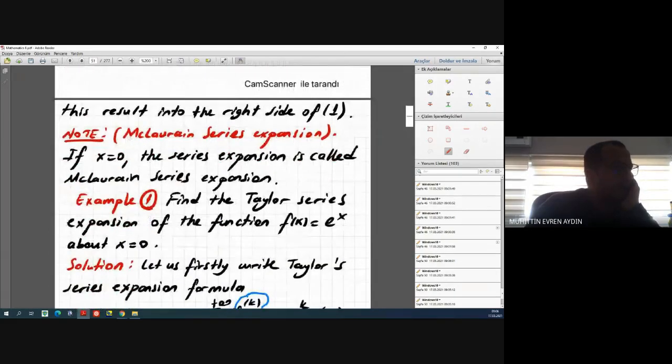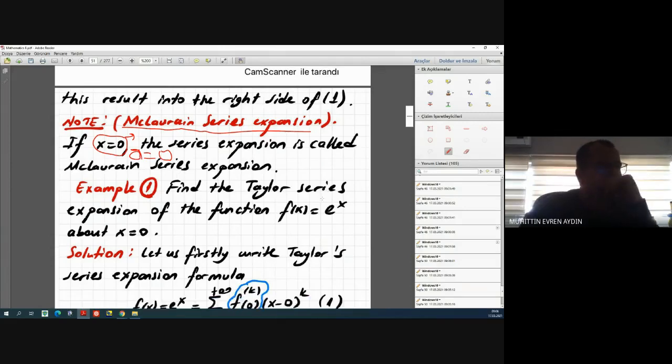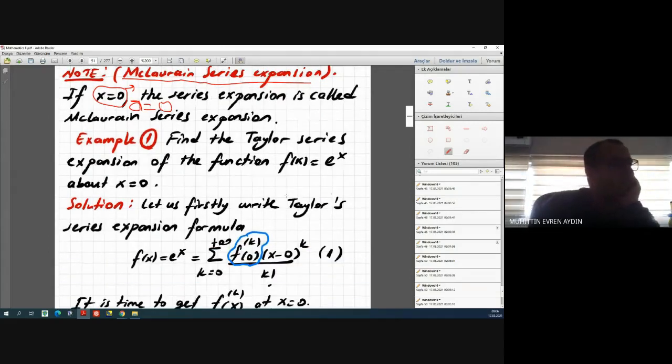And the Maclaurin series is a special case of the Taylor series expansion. If your value a equals 0, by the way, here a is equal to 0, then your series expansion is called the Maclaurin series expansion. Okay. You may use both notions. I mean, you can say Taylor series or Maclaurin series. It doesn't matter.